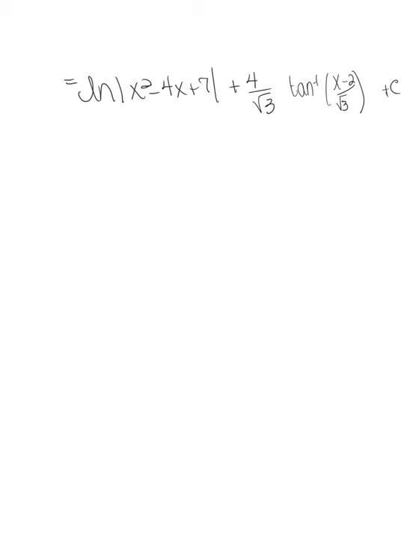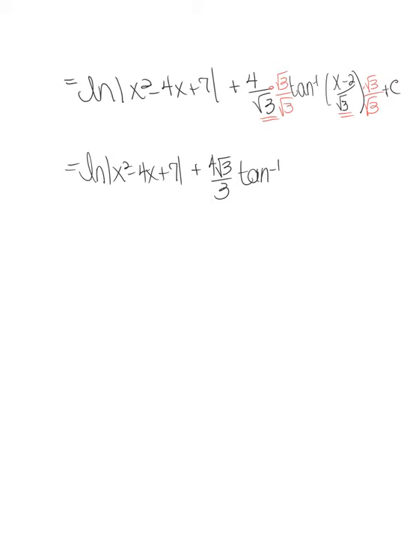And why did I leave space? Well, we are not allowed to leave the square root of a number in the denominator. We're going to have to rationalize those denominators, and we do that by multiplying those by the square root of 3 over the square root of 3. So that our final answer here becomes the natural log of the absolute value of x squared minus 4x plus 7 plus 4 square root of 3 over 3 times the inverse tangent of the square root of 3 times x minus 2 over 3, all plus c.